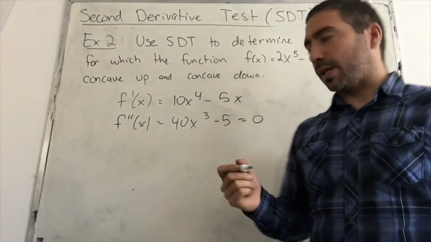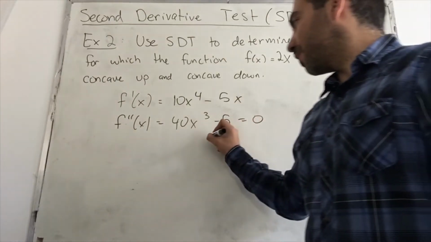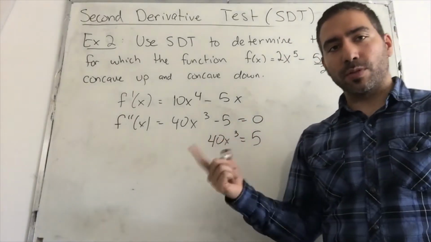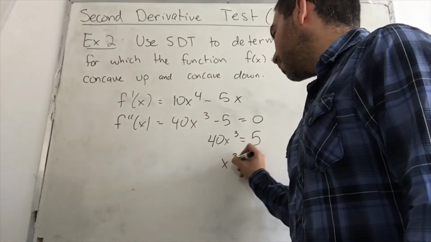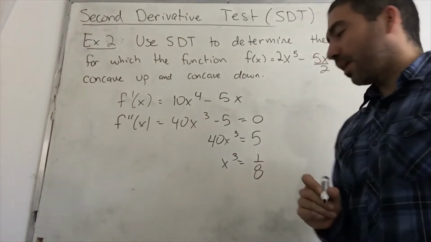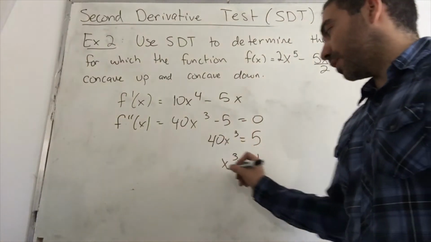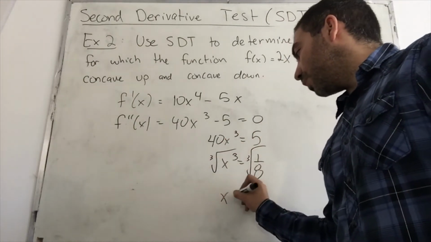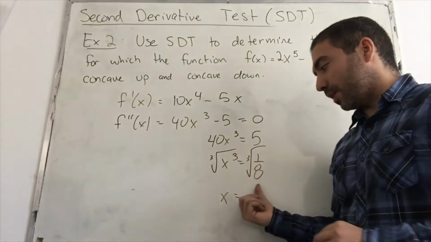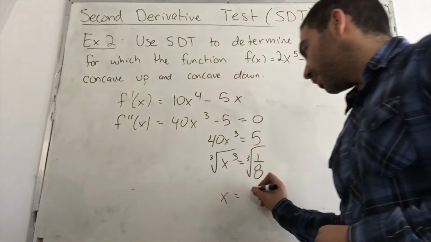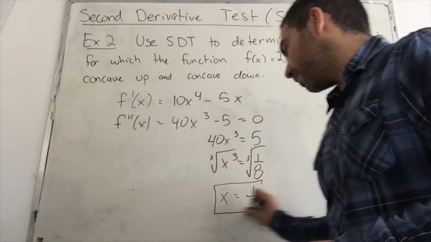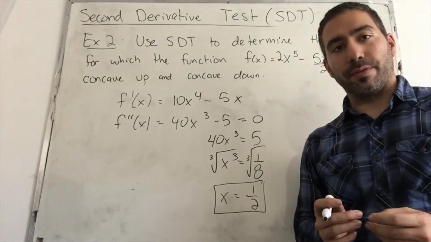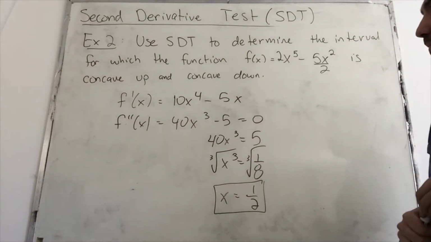Now let's go ahead and solve for x. We can bring the negative 5 over, we get 40x cubed equals positive 5. Dividing both sides by 40, we get x cubed equals 1/8. And the last step is we take the cube root on both sides. So what number could you multiply by itself 3 times to give you 8? Well, that's 2. So this is 1 over 2. So x equals 1 over 2. We found the x value of the inflection point. Let's keep going.